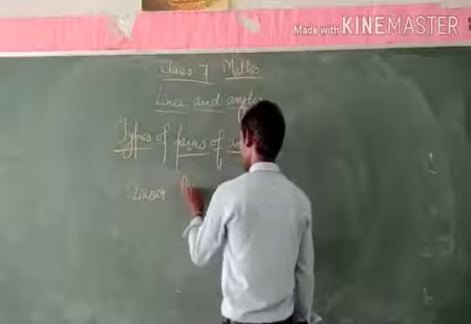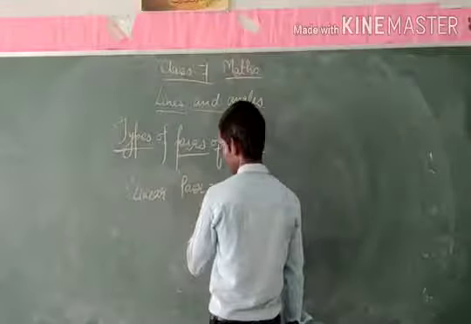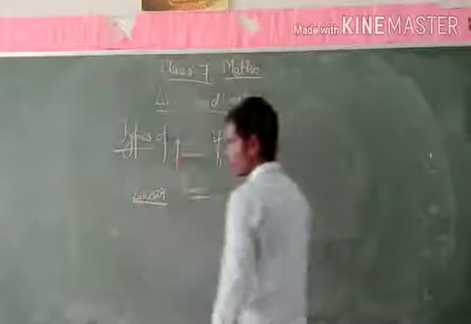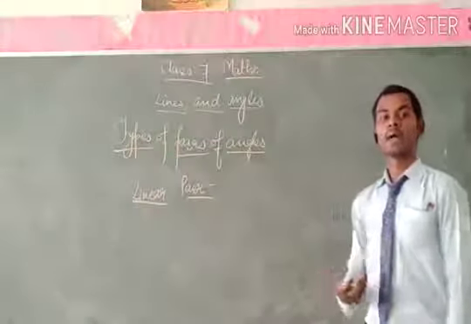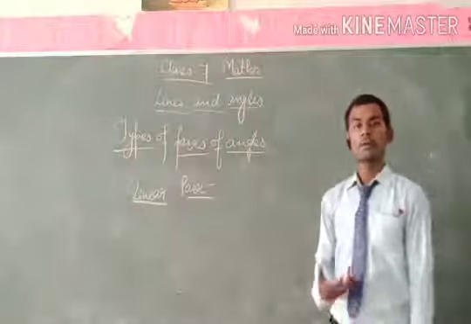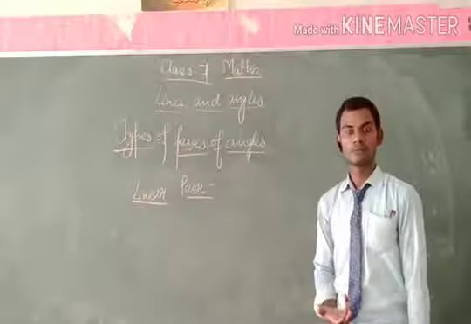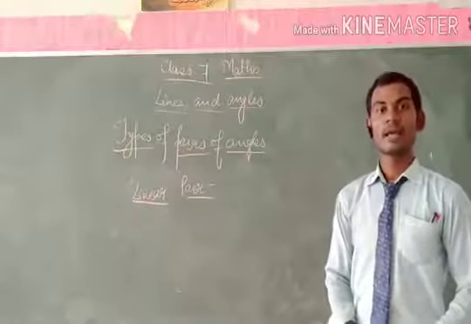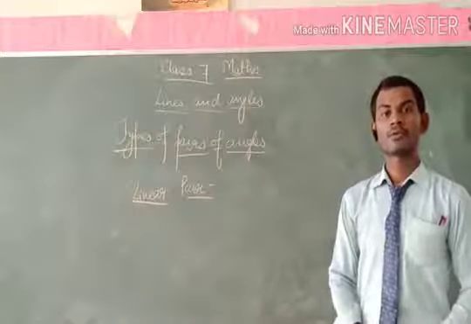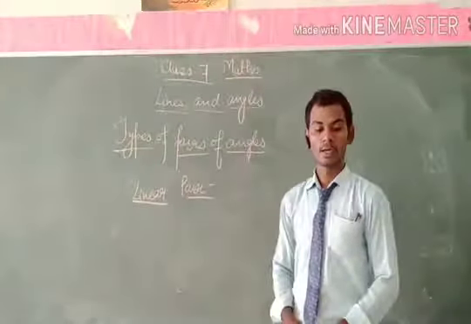Linear pair. What is the linear pair? Two angles are said to form a linear pair if they are adjacent angles formed by two intersecting lines.